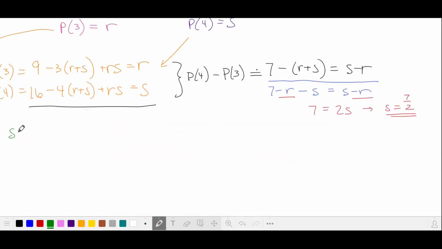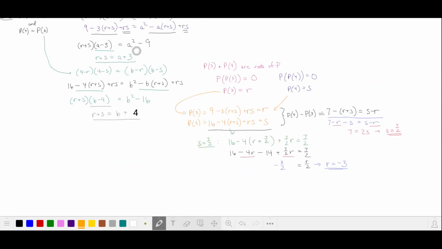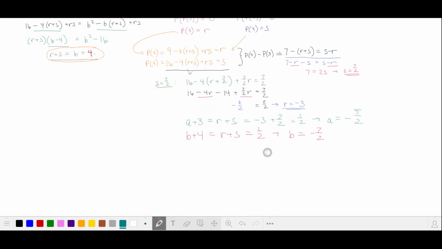We can plug that into either of these equations. We'll try this one to solve for r. This gives us r is equal to -3. Backing up, we can solve for a and b using our previous equations. We have a plus 3 is equal to r plus s, which gives us a is equal to -5/2. b plus 4 is also equal to r plus s, which is 1/2, which means b is -7/2. We'll add these two and square it. So our second value of the square of a plus b is 36.